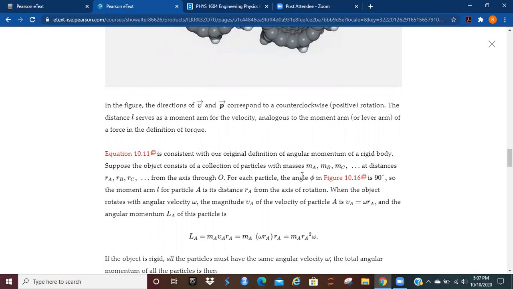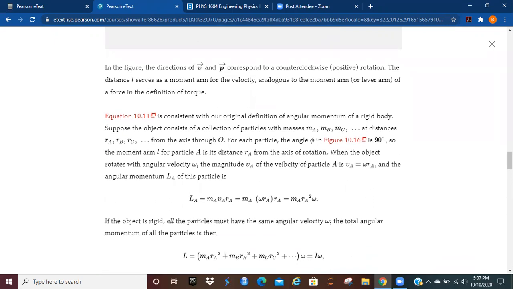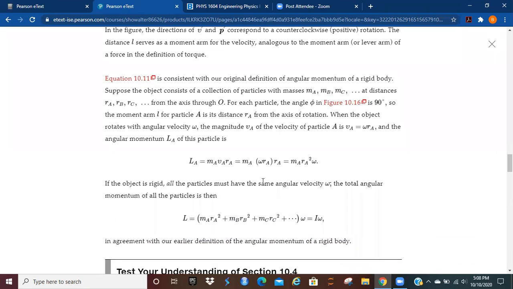So suppose the object consists of a collection of particles with these masses at these distances from the axis through the point O. For each particle, the angle phi is 90 degrees, so the moment arm is the distance r_A from the axis of rotation. When the object rotates with the angular velocity omega, the magnitude of the velocity of point A is going to be equal to this. And the angular momentum, if you make some substitutions here, comes about, and this should start to look familiar.